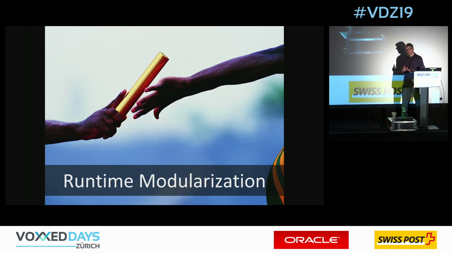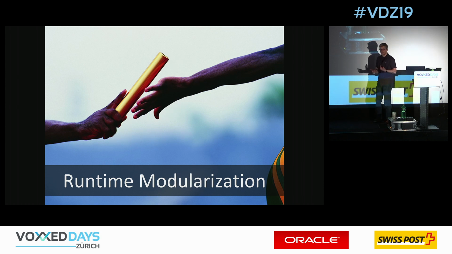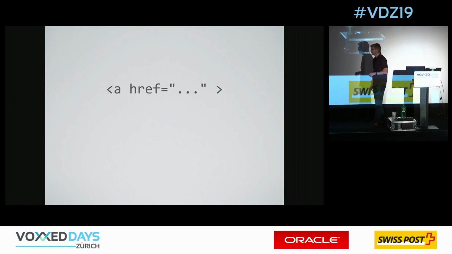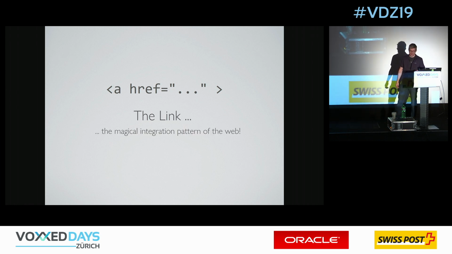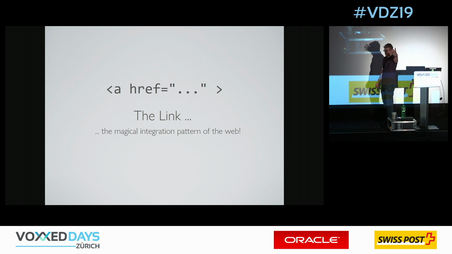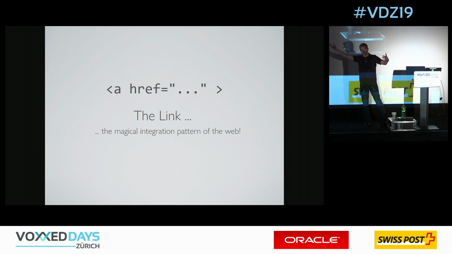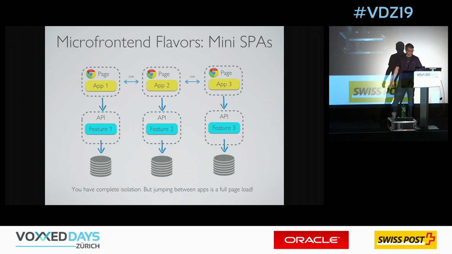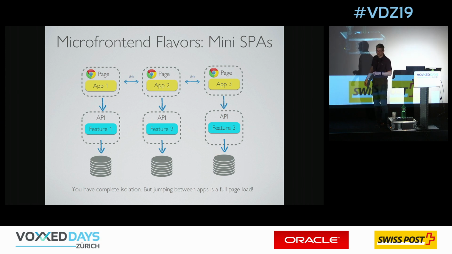And for runtime modularization, we have to look at the web and how the web actually works. One possibility to have runtime modularization is actually the link. The link is the core part of the web. It's a magical integration pattern. So we can have a shop here which sells a product, and it can have a link to the specification which is provided by the producer of this product, and we can, as a user, just jump from one page to another. And we can also use that to slice our application into smaller mini SPAs, as I call them here.